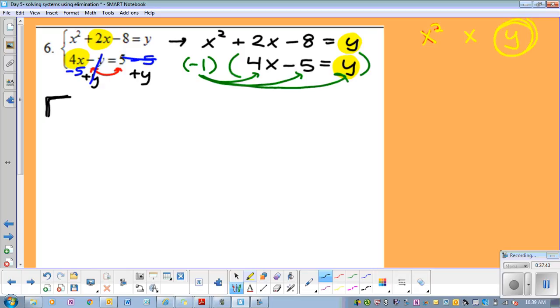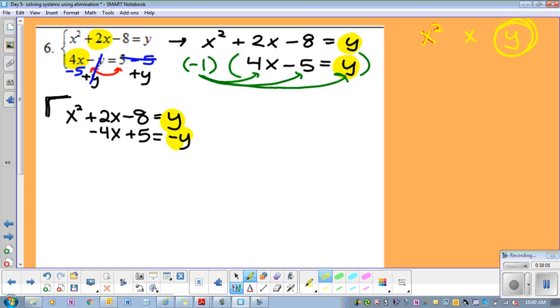Over here, first one I didn't change, so I'm going to write that over. The second one, negative 4x plus 5 equals negative y. Do you agree? Now, double check. Do my y's have the same number, opposite signs? Yes. So now I can add everything.